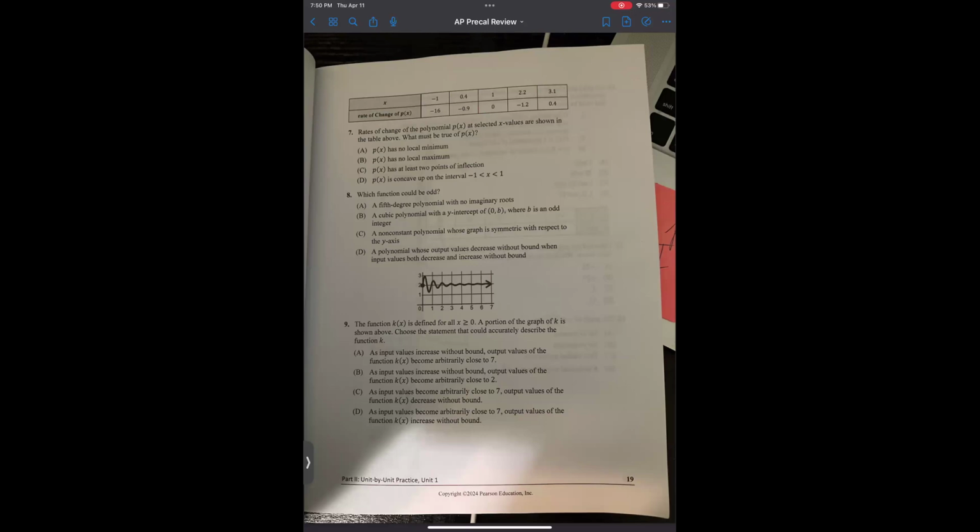So we have here a chart. It says rates of change of the polynomial p of x at selected x intervals are shown in the table above. What must be true of p of x? So it's saying I have either no minimum, no maximum. It has at least 2 points of inflection, and it is concave up on the interval from -1 to 1. So what are we thinking? Right off the bat, what are we thinking about?